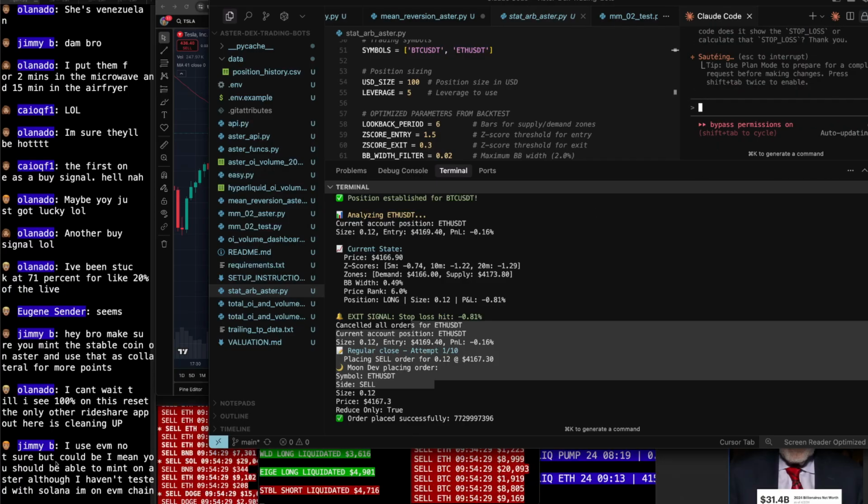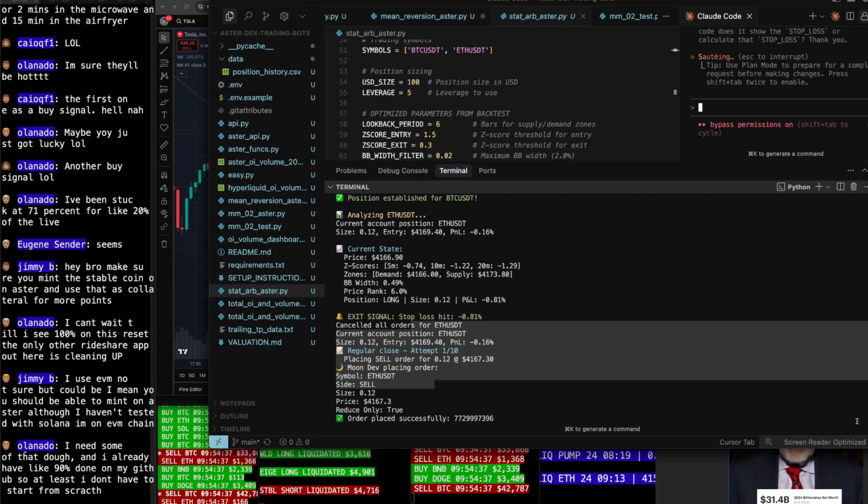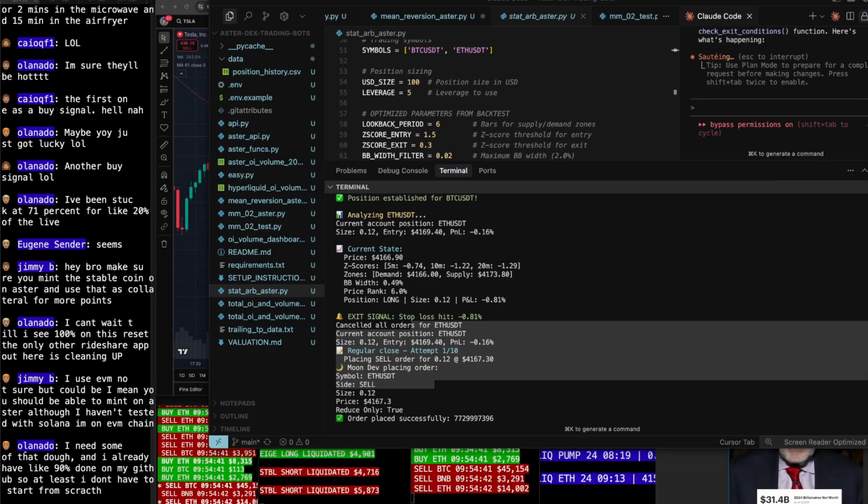I use EVM, not sure, but could be. I mean, you should be able to mint on Aster, though. I haven't tested it with a non-EVM chain. Yeah, I wasn't able to mint on Aster with the Phantom chain, unfortunately.